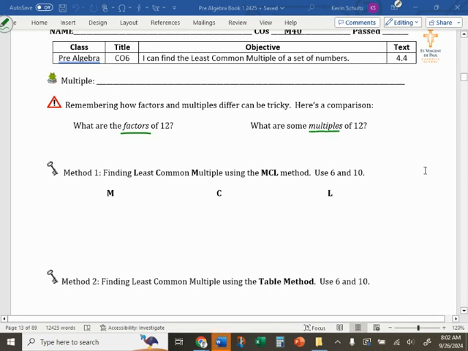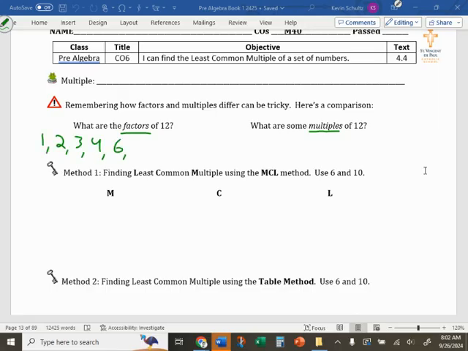So what are the factors of 12? Factors of 12. Dominic. 1 and 2 and 3 and 4 and 6 and 12, right? A factor is a number that goes into another number evenly. So 1, 2, 3, 4, 6, and 12, they all go into 12 evenly. Okay?